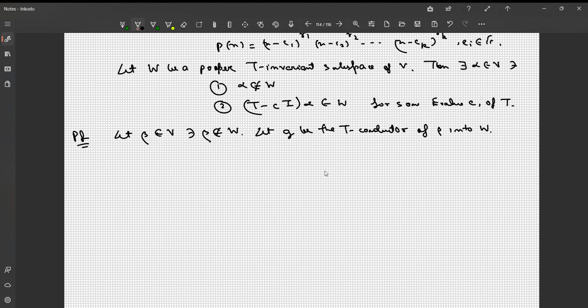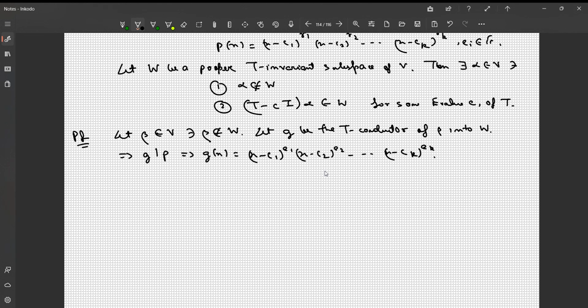Let G be the T-conductor of beta into W. That implies that G must divide P, where P is the minimal polynomial given in the lemma, and then that implies G of X can be written in this form, right? So it can be written as (X minus C1) to the power E1, (X minus C2) to the power E2, and so on till (X minus Ck) to the power Ek.